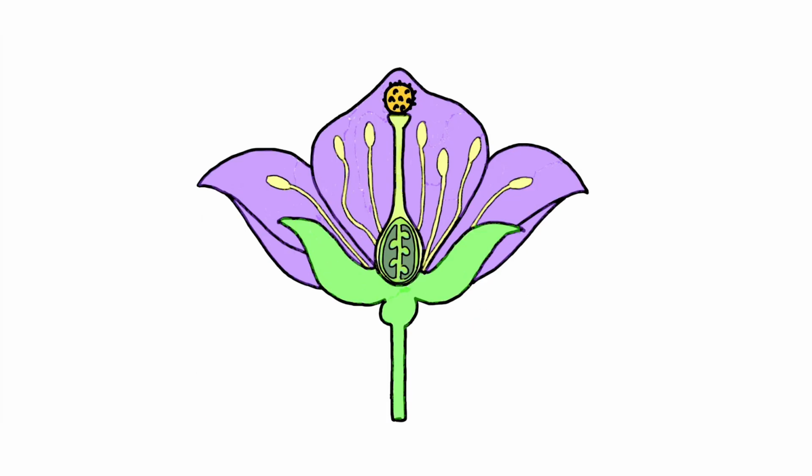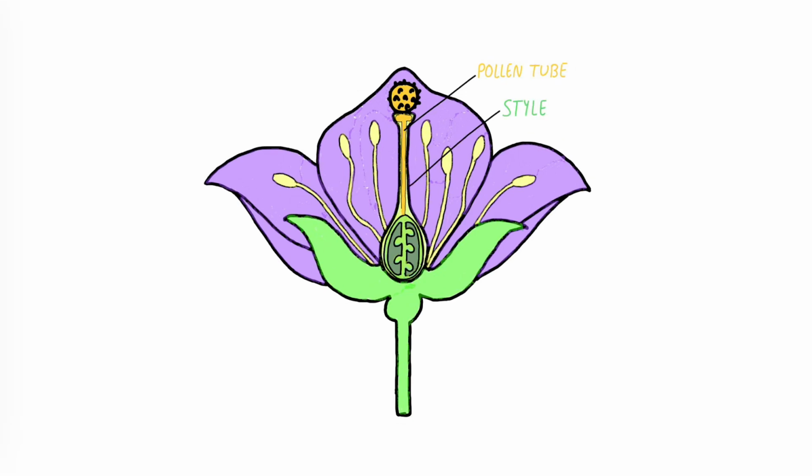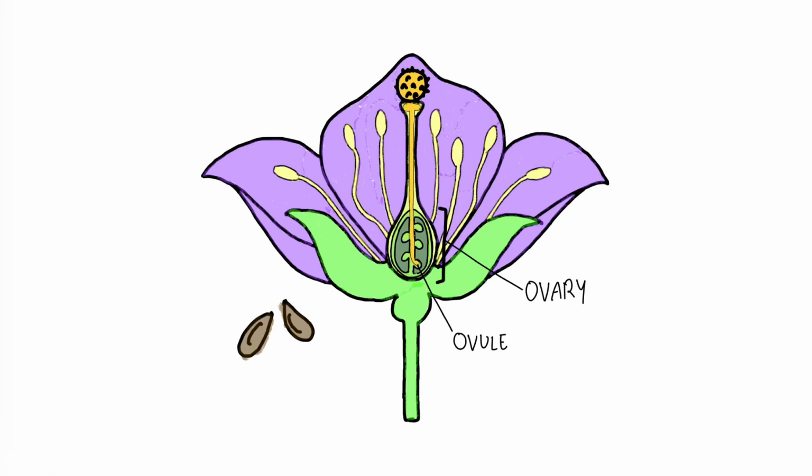As soon as the pollen makes contact with the stigma, a pollen tube emerges and travels down a structure called a style. The tube eventually reaches the ovary at the bottom of the flower, where it can then join with the flower's egg known as the ovule. This is where seeds begin to form.